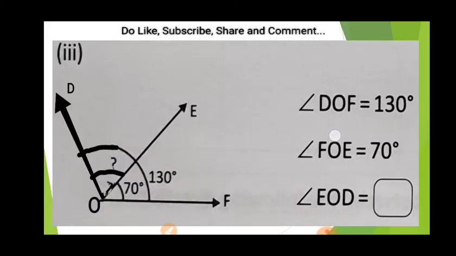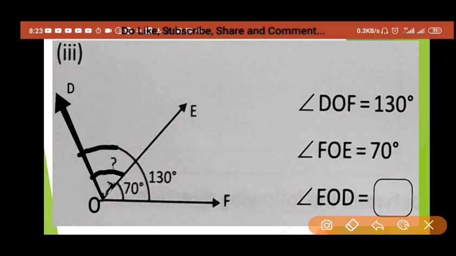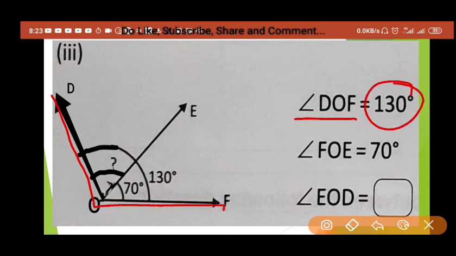Okay, next question number 3. Here we have angle DOF. Where is DOF? First find D, O and F. This is DOF. Okay, what is the value of angle? 130 degree. हमेशा ये जो symbol है angle का, इसके बाहर angle का नाम लिखते हैं. ठीक है, ये मिल गया.